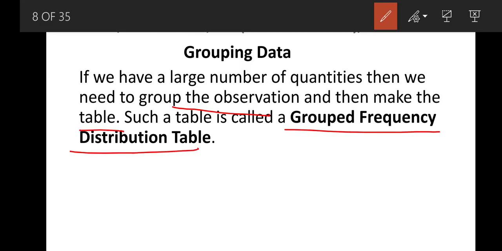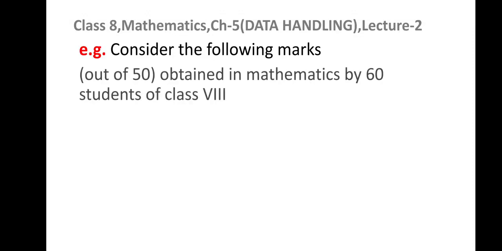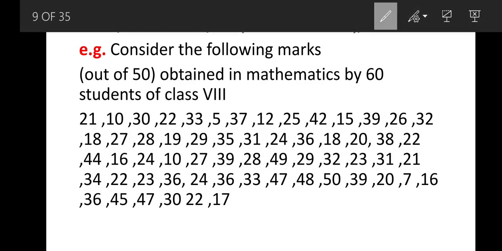In the same way we need to make the table, tally marks will also be made, but the main difference is that we need to group the observations, that is, we need to group the data first. Let us consider the following marks out of 50 obtained in mathematics by 60 students of class 8. These are the marks obtained by the students. If we need to make the frequency distribution table, how will I make it? This is a very large data. The data is available to us in a large quantity.